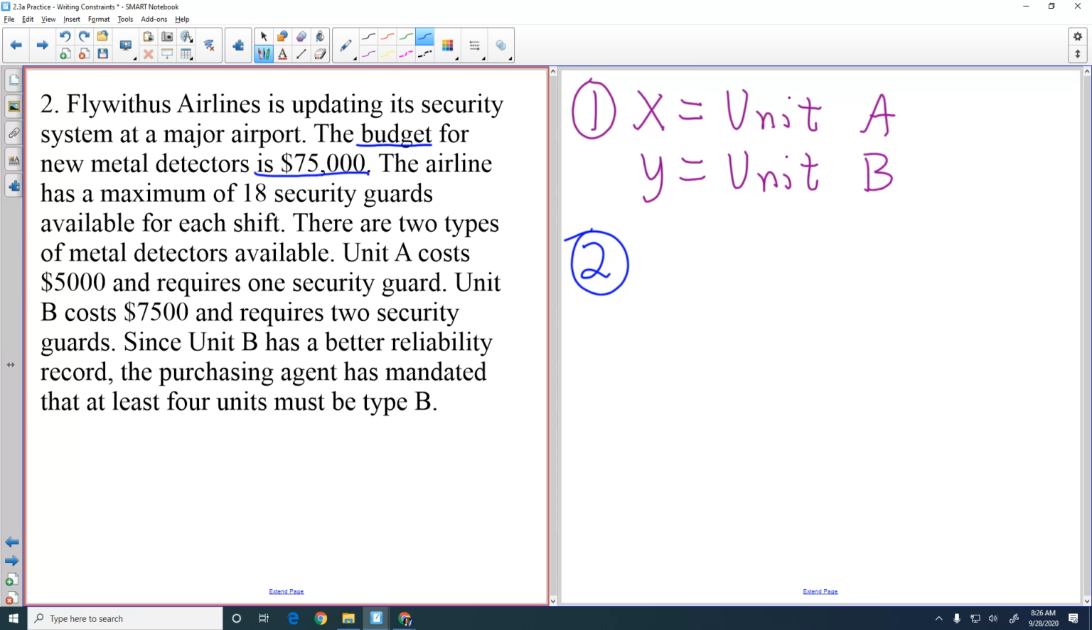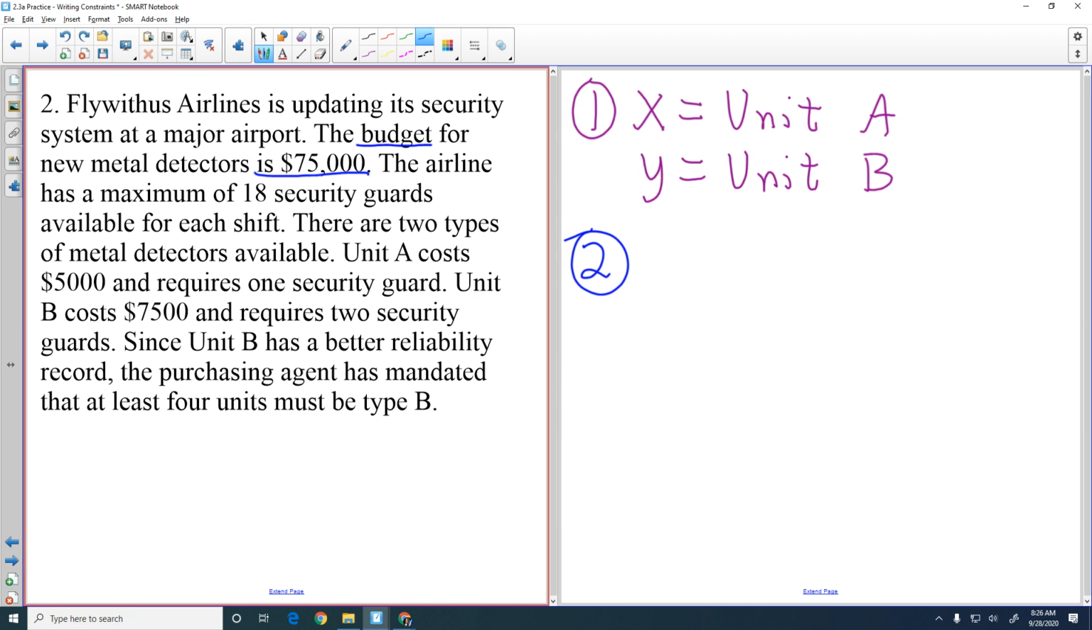Could I spend less than $75,000? Yeah, we could spend less than that. That'd be great. My boss would be really happy or whatever. So we need to make an inequality dealing with money and compare it to the $75,000. Whatever the costs of the unit A's are plus the cost of the unit B's, when I add those total costs together, it's got to stay under that budget. It's got to be under the $75,000.